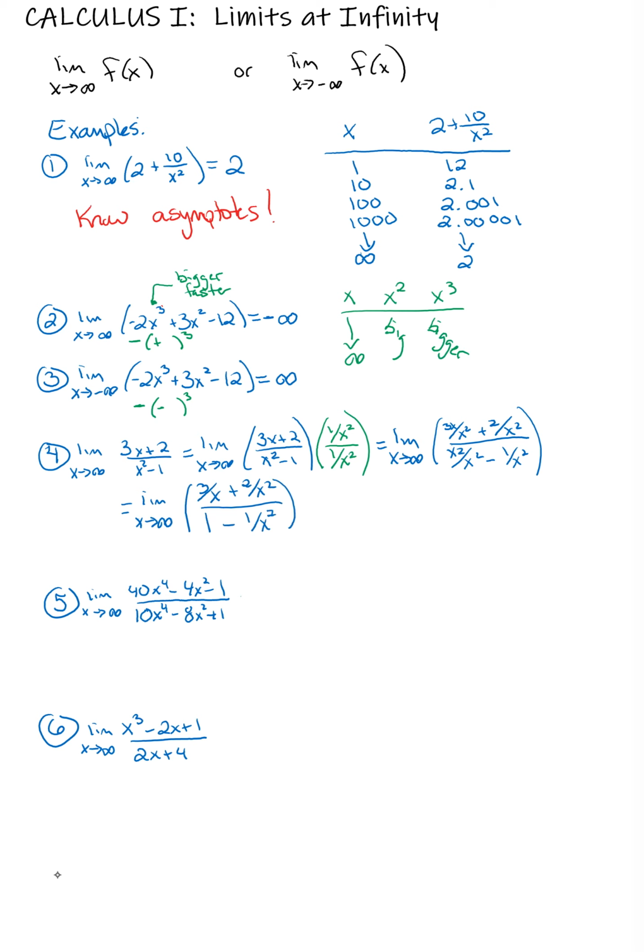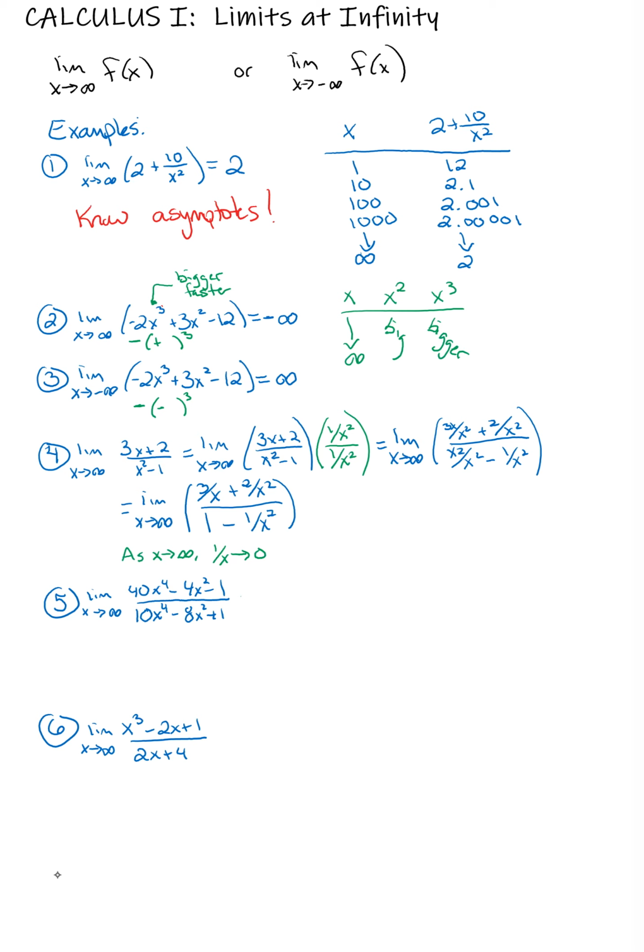And remember that as x goes to infinity, 1 over x, so x is getting really large, 1 over x is getting really small. It goes to 0. And of course, if 1 over x goes to 0, 3 over x goes to 0. 2 over x squared goes to 0. And also, in the denominator, 1 over x squared, all of those go to 0. Again, make sure you understand that. As x gets really large, 1 over x gets really small.